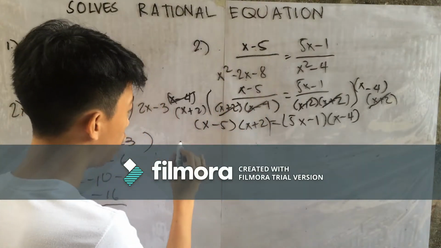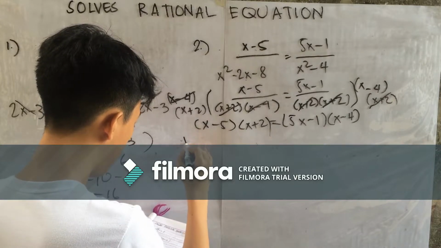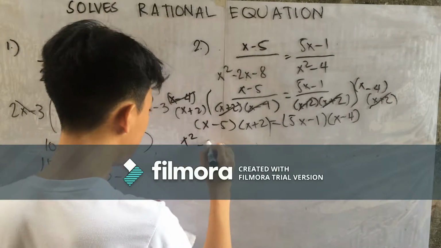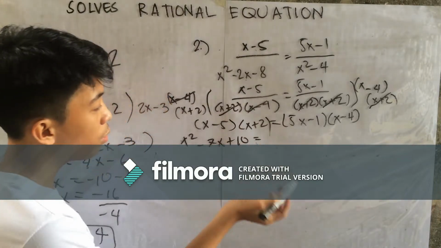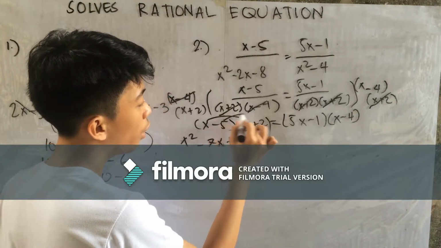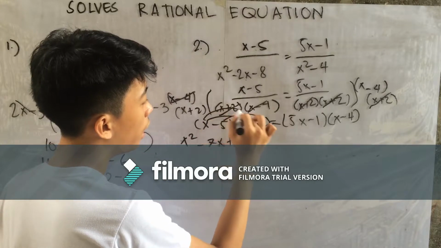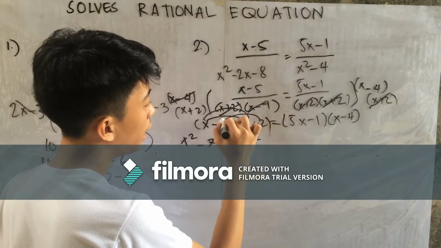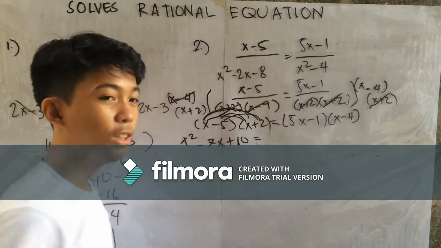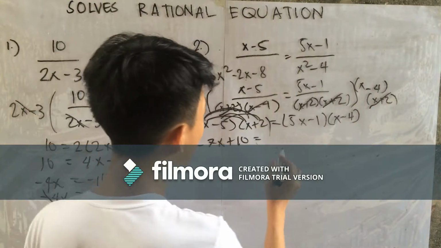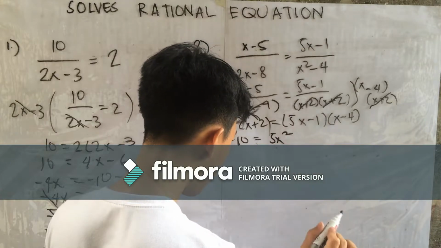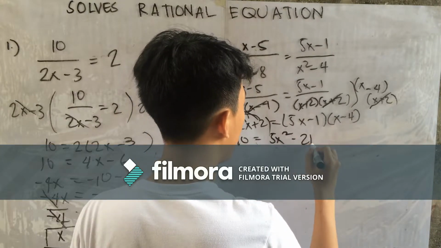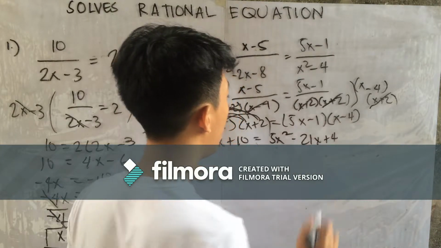Ang FOIL method nito is x squared minus 7x plus 10. Dahil ang gagawin mo dyan, times mo to, ito, at ito. Yun, bahala na kayo dyan. At dito naman is 5x squared minus 21x plus 4. Ayan.